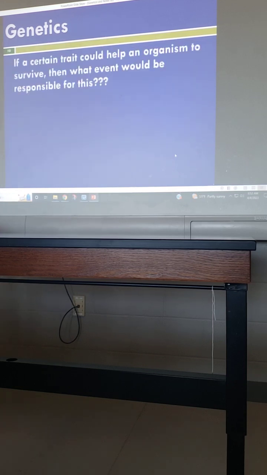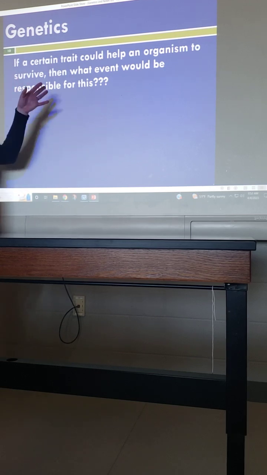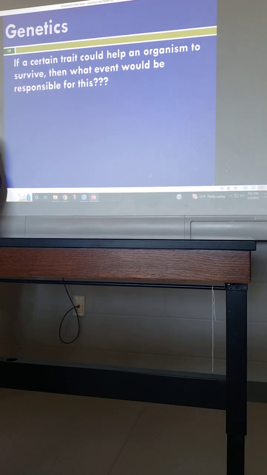And so if a certain trait could help an organism to survive, then what event would be responsible for this, do you think? What would have had to happen, I guess, to make this necessary? Like an environmental change? Yeah, some kind of environmental change would have had to happen, right? And so this process slowly would be due to that environmental change.